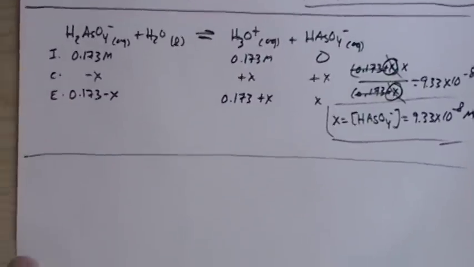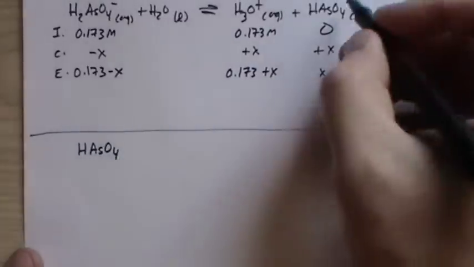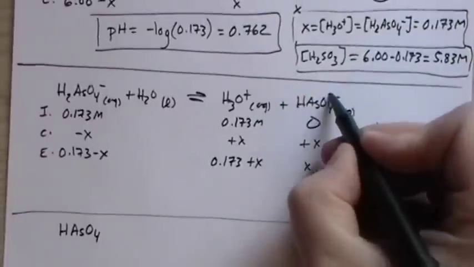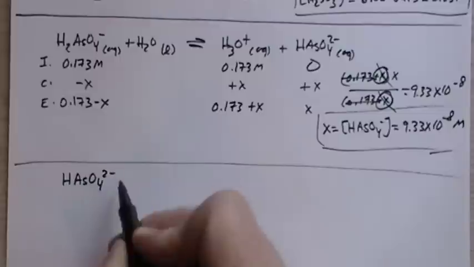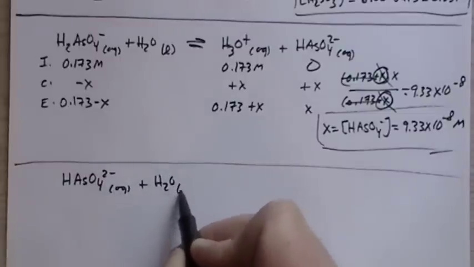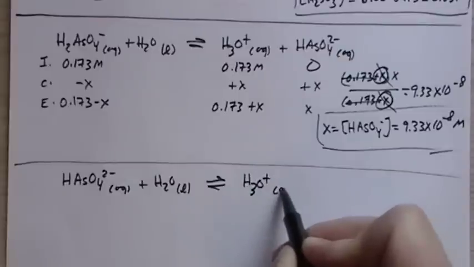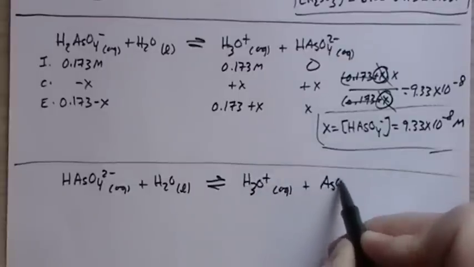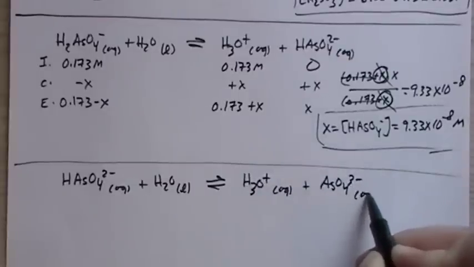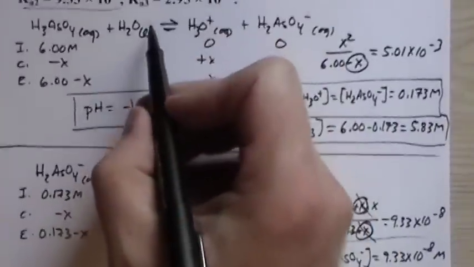Now, because it's a triprotic acid, we have one more to go. We have HAsO4, whoops, go back up here, this is 2 minus. That didn't really change anything, but it's good to have the right charge in there. And this is going to have a Ka, that's the Ka3 up here.